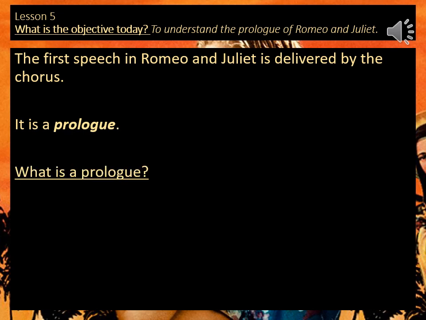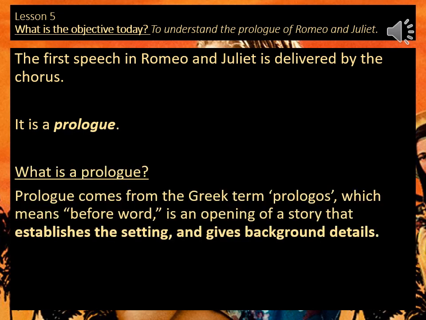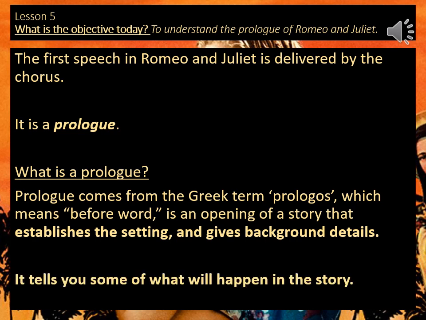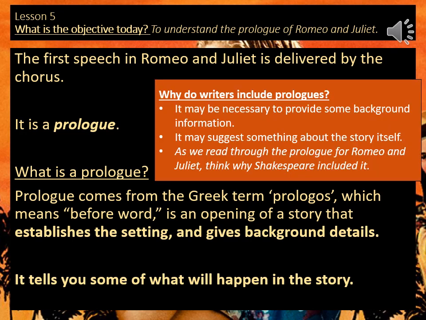A prologue is something that's given before the main action. It's the opening of the story that establishes the setting and gives background details. And in most cases, it tells you some of what will happen in the story. So the question to ask ourselves is, why do writers include a prologue? It may be necessary to provide some background information. It may help to suggest something about the story itself. So as we read through the prologue for Romeo and Juliet, think about why Shakespeare might have included it.